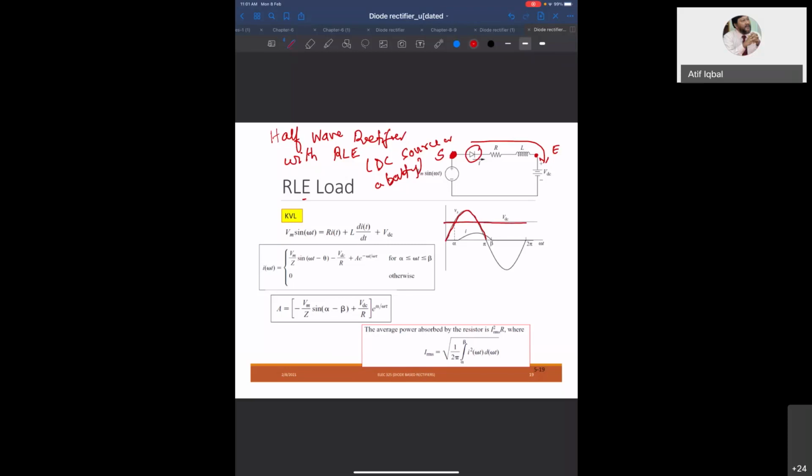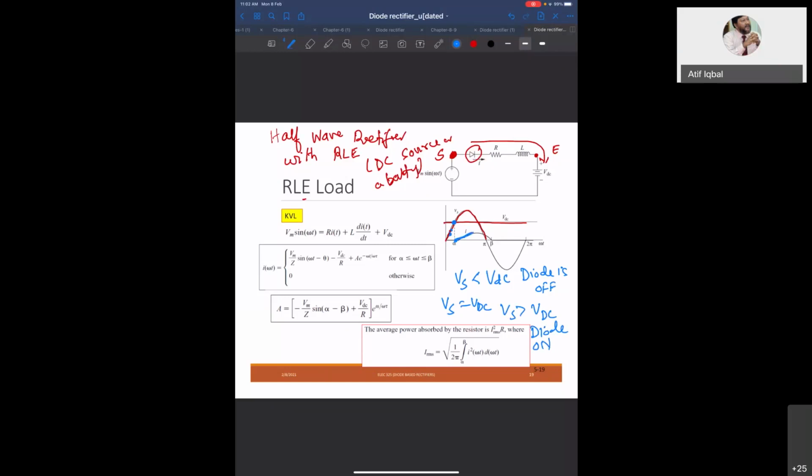At these points, V source is less than VDC, so the diode is off. As soon as you reach this point, Vs is equal to VDC. After this point, as soon as Vs becomes greater than VDC, the diode will be on.